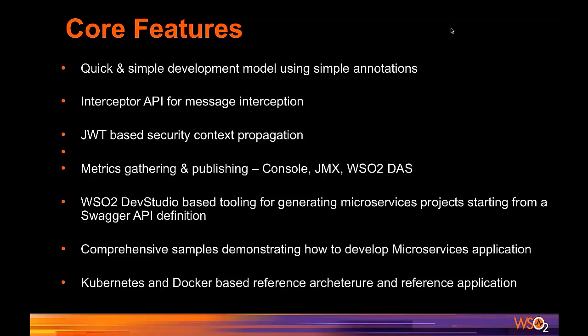In the meantime, we have one sample called PetStore. Basically it consists of two web applications and three microservices, and it uses Redis for caching, and it uses JWT and OAuth for security purposes, and the complete sample runs on Kubernetes. That is a complete end-to-end, microservice architecture based solution. That is also another feature available with the WSO2 offering, and that is what I mentioned as the Kubernetes and Docker based reference architecture and reference application. So these are some of the core features.